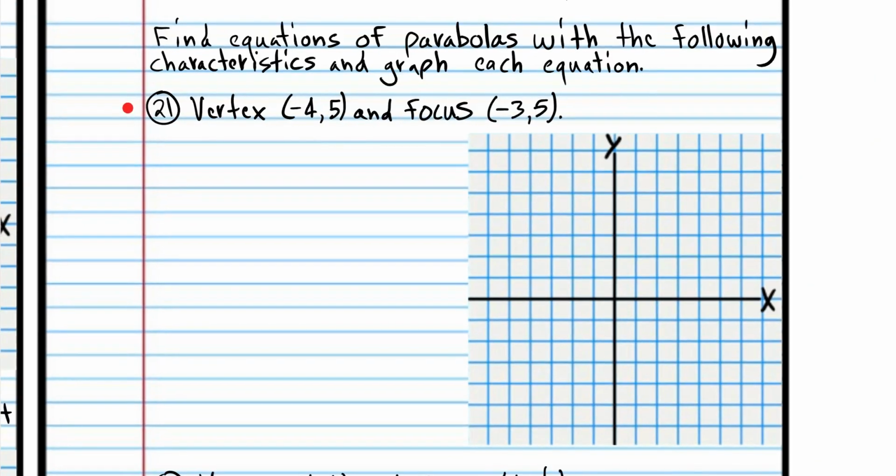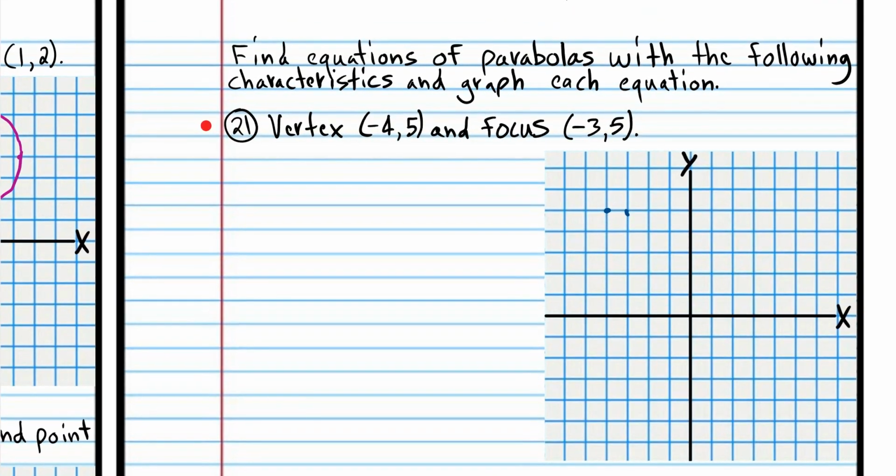The vertex is negative 4, 5. 1, 2, 3, 4, 5. Negative 4, 5. That's the vertex. The focus is negative 3, 5. So 1, 2, 3, 5 up. So what this means is the parabola is going to look like this, something like that.